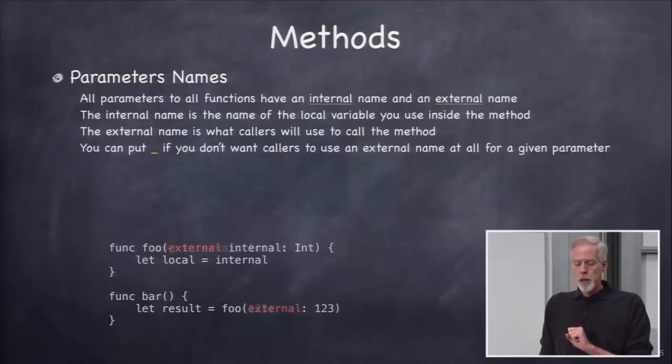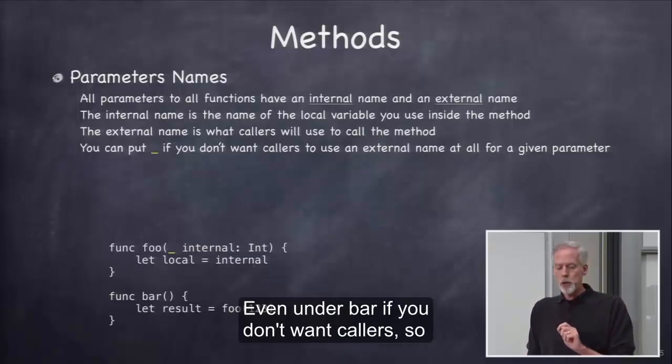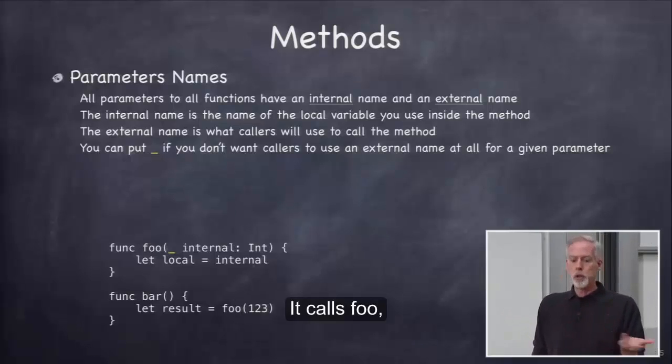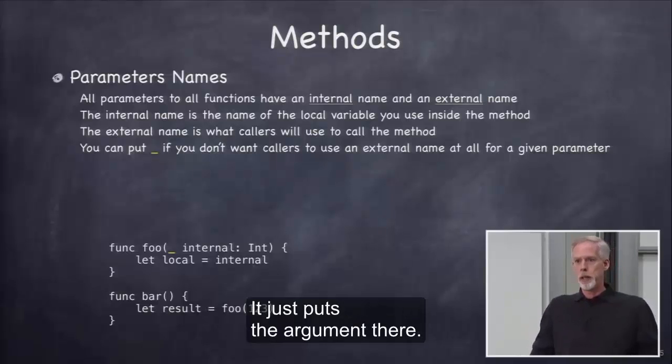They can be different. You can put an underbar. Remember, underbar is kind of the don't-care thing in Swift. You can put an underbar if you don't want callers to use an external name. So now look at bar. It calls foo. It doesn't even put internal colon or external colon. It just puts the argument there. Okay?